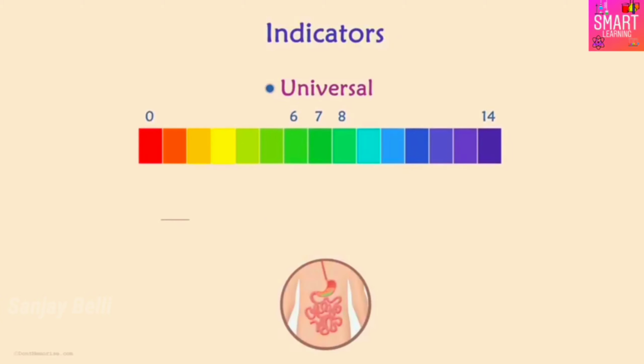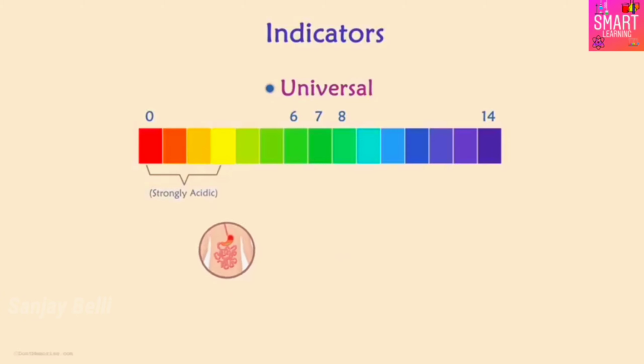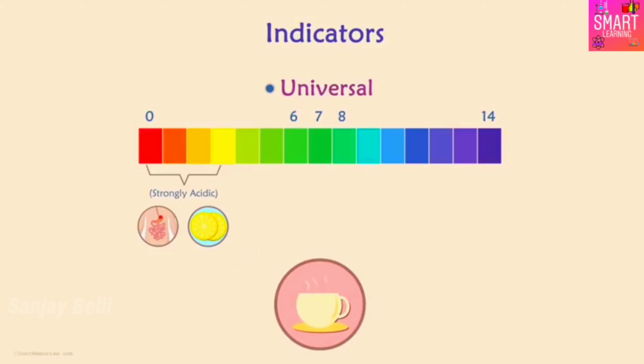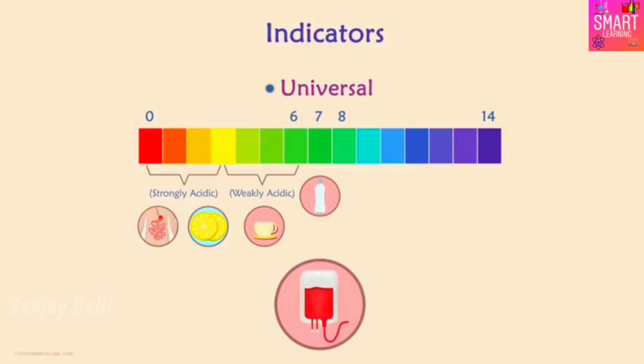Yes, gastric acid. It has a pH of about 1.2, and that tells us how acidic it is. Lemon juice has a pH around 2.2 to 2.4. What about coffee? It has a pH of about 5. It's weakly acidic. Distilled water has a pH of 7, totally neutral. And human blood has a pH of about 7.3 to 7.5.